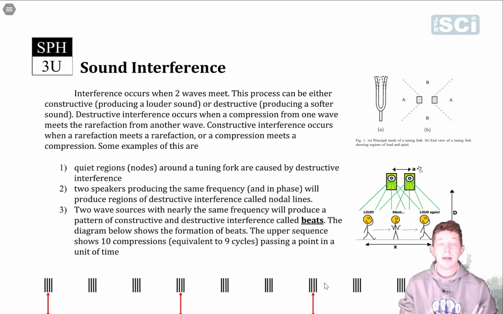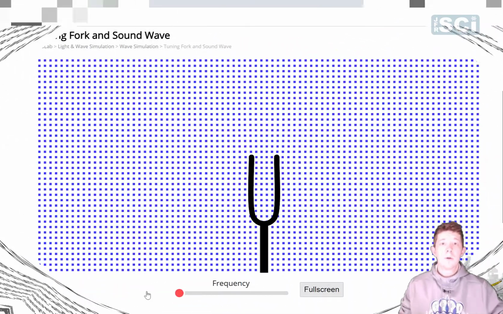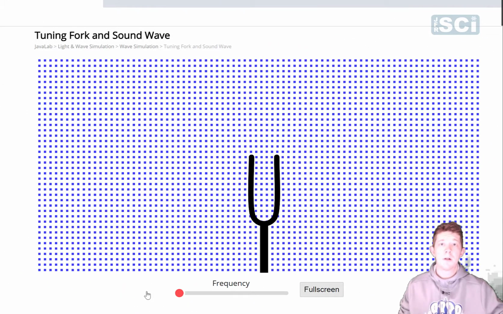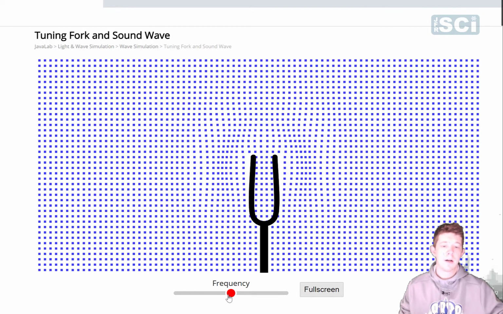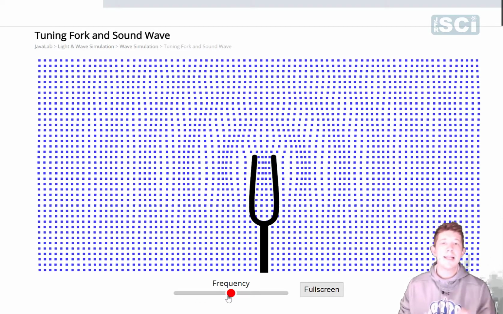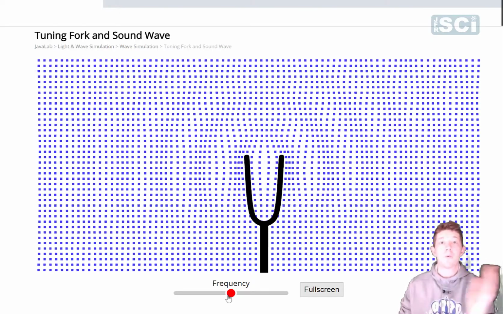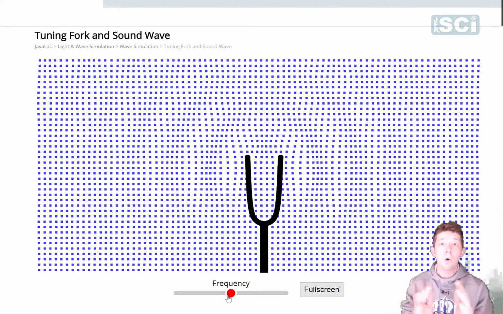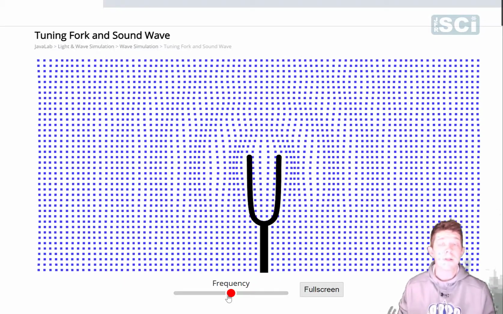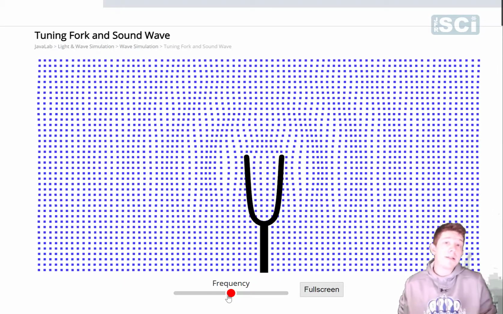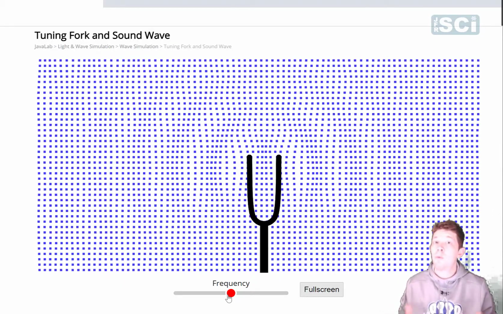However, what I can do is show you a simulation of a tuning fork. In this simulation, you have a tuning fork right in the middle of the screen. Let's get it to start oscillating, so we'll give it a frequency here. As it oscillates, you can see that it's moving the air molecules around it, and they're moving back and forth in longitudinal waves. This causes areas of compression and rarefaction.